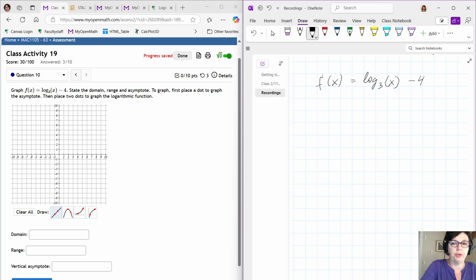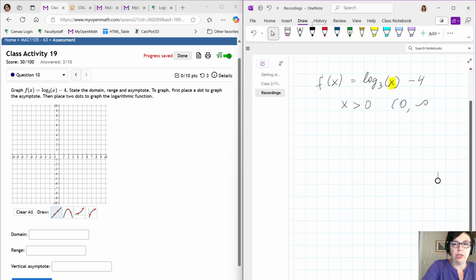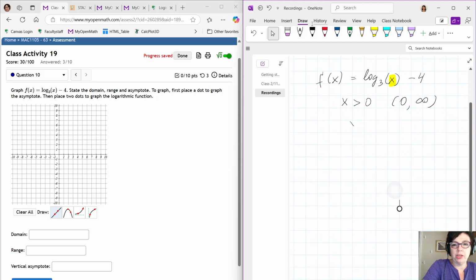Okay, so that's different. So what's going to happen in terms of the domain? So domain is we just look at whatever is the argument of the log and notice how the minus 4 has nothing to do with that. That's outside of the parentheses. So here we have x just greater than 0 is the domain. In interval notation, that's just 0 to infinity. And the vertical asymptote is the same x equals 0 as before.